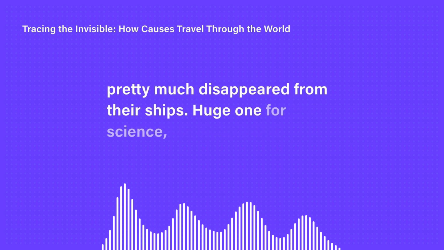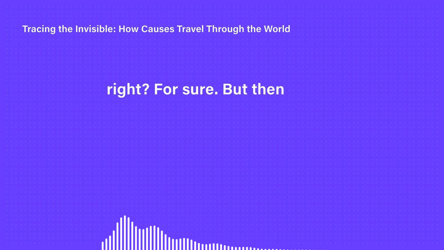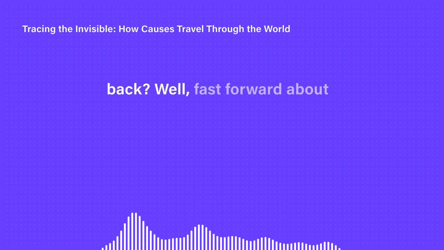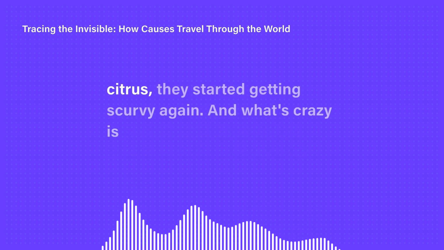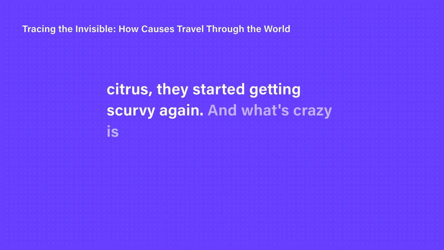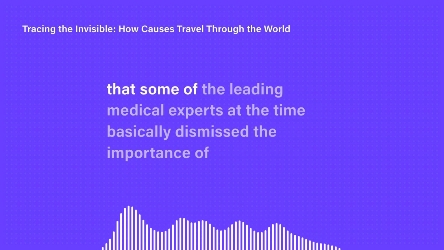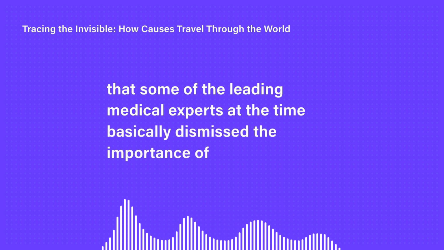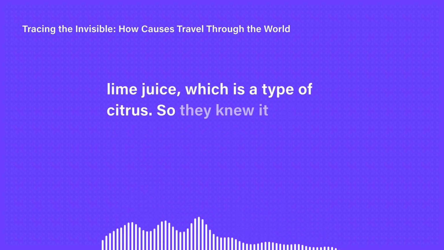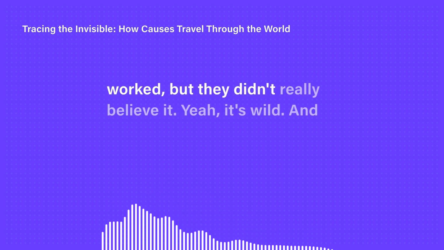Huge one for science, right? For sure. But then what happened? Why did scurvy come back? Well, fast forward about 100 years, you have these British polar expeditions in the late 1800s and early 1900s. And despite knowing about citrus, they started getting scurvy again. And what's crazy is that some of the leading medical experts at the time basically dismissed the importance of lime juice, which is a type of citrus. So they knew it worked, but they didn't really believe it.